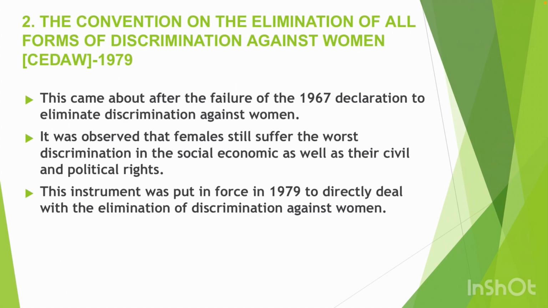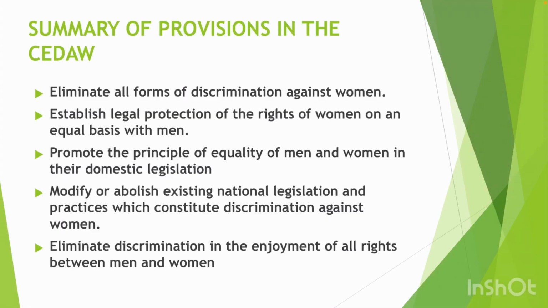The instrument came into force in 1979 to directly deal with the elimination of discrimination against women. All forms of discrimination against women are prohibited in this document, the CEDAW. Please remember the year when it came into force, 1979. Summary of provisions in the CEDAW, the Convention on the Elimination of all forms of Discrimination against Women.